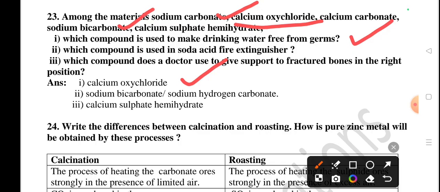The next one: which compound does a doctor use to hold fractured bones in the right position? That's calcium sulfate hemihydrate, which is POP, not gypsum. With the help of gypsum, we prepare POP. They use POP, that's the third one, calcium sulfate hemihydrate.